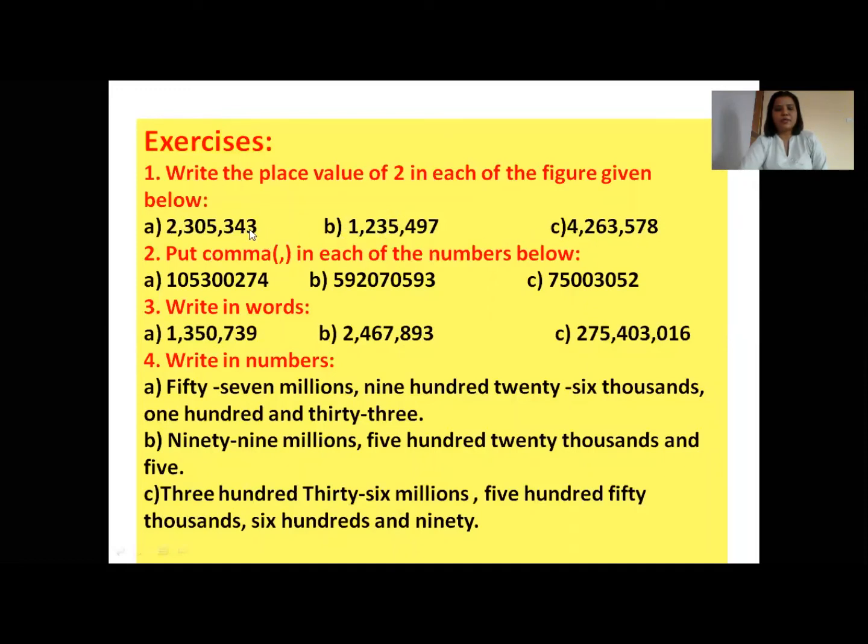You can roughly sketch the place value table and you can find the place value of 2. Number 2. Put commas in each of the numbers given below. So you have to put commas using the international system. So first you count the number from right to the left. You place a comma after the first 3 digits from the right, then after every 3 digits. Number 3 here is write in words. So you have to write this number in words. And number 4, the question is given in words, so you have to convert it into numbers.